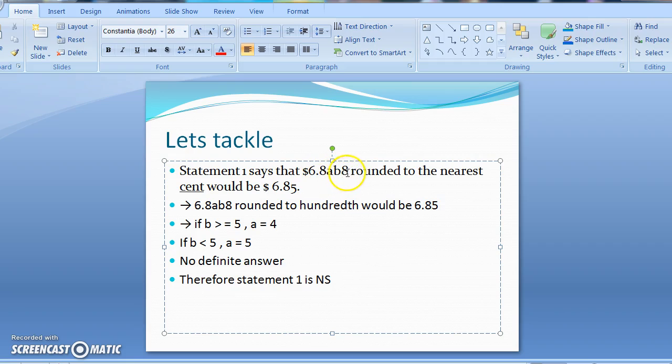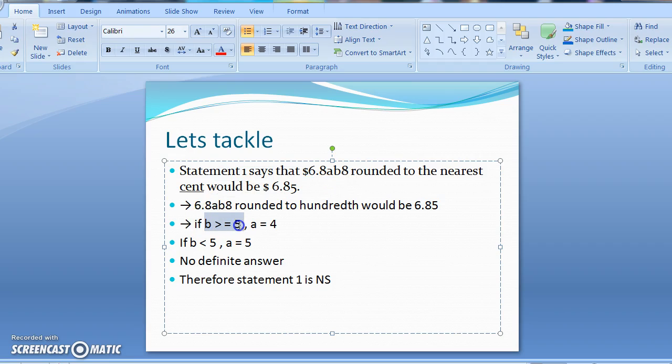Statement 1 says that it is rounded. 6.888 rounded to the nearest cent would be 6.85. So we say 6.888 rounded to the 100th place, because we are rounding it to the nearest cent, is 6.85. Go to the 100 digit. 100 digit is A. Look to its right, it's B. We don't know about B, so we consider two cases.